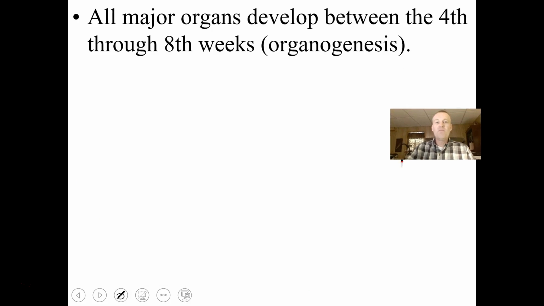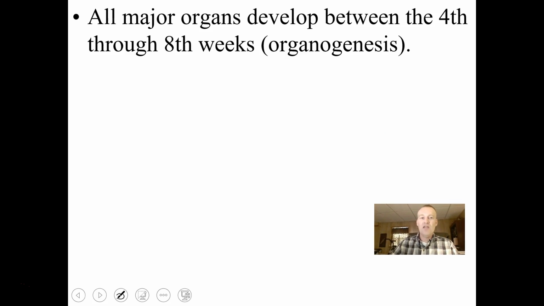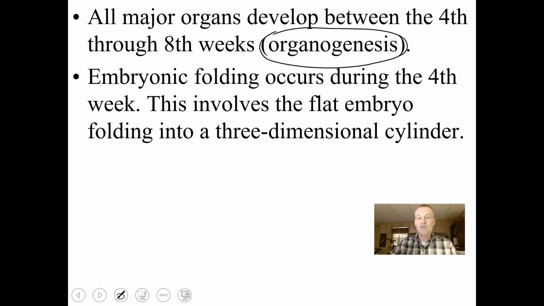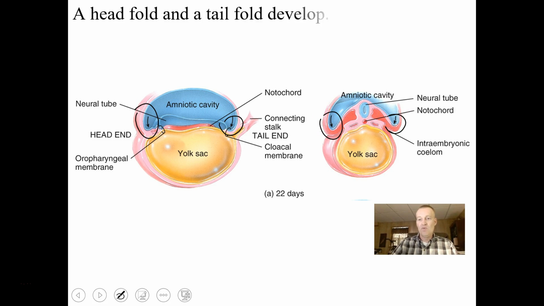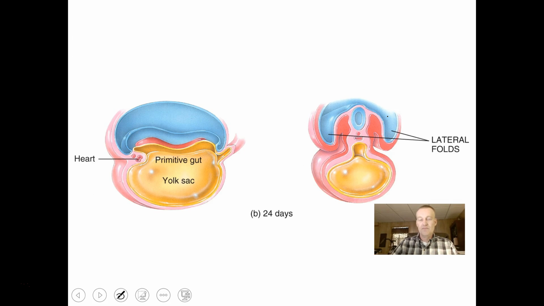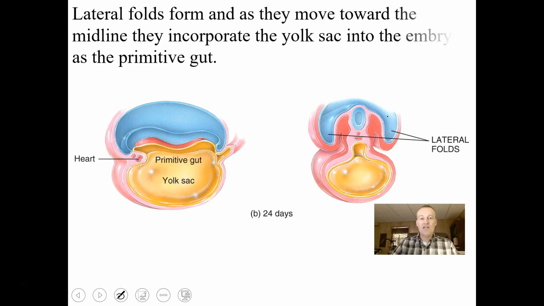So all major organs develop between the 4th and 8th weeks, and this is called organogenesis. That's the development of the organs. The embryonic folding occurs during the 4th week, and this involves the flat embryo folding into a three-dimensional cylinder. So you have folds here and here at either end of the embryo, and it just gets more exaggerated as time goes on. So we have a head fold and a tail fold to develop.